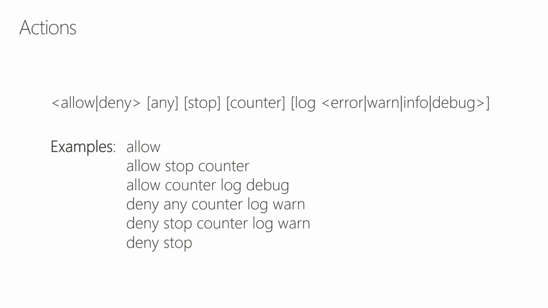Log. The log keyword works like this. If the rule is either hit or missed, there will be a log message with the inspected payload, and the log message will be at the level of either error, warning, info, or debug, whatever you specify.